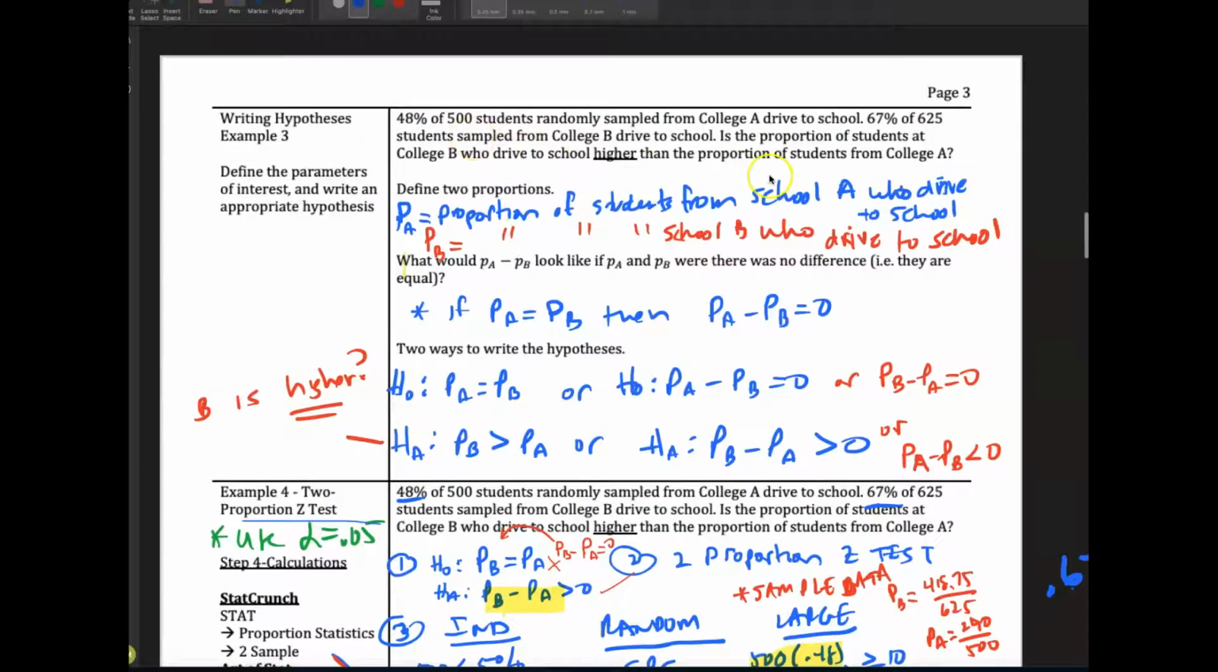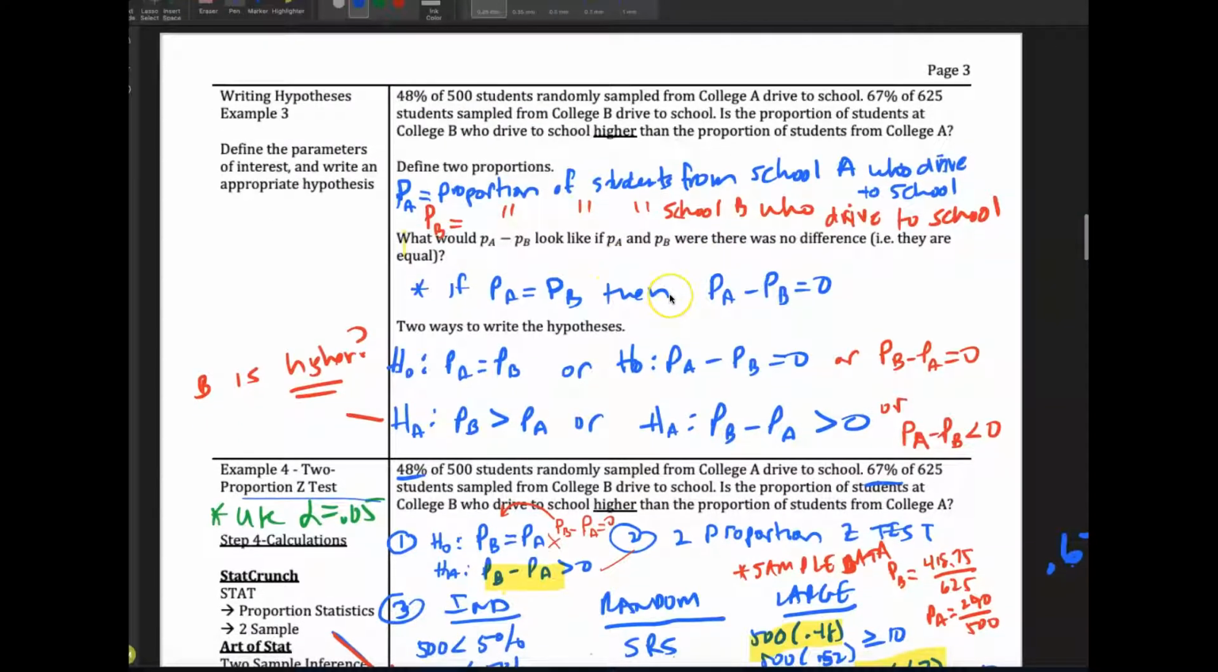We look at this situation, which you can see we're comparing college A with college B, and the proportion of students who drive at college A versus college B. Those are our parameters of interest. And we want to see, is it higher, those who drive at college B higher than college A? So if we look at that, we want to look at some notation here.